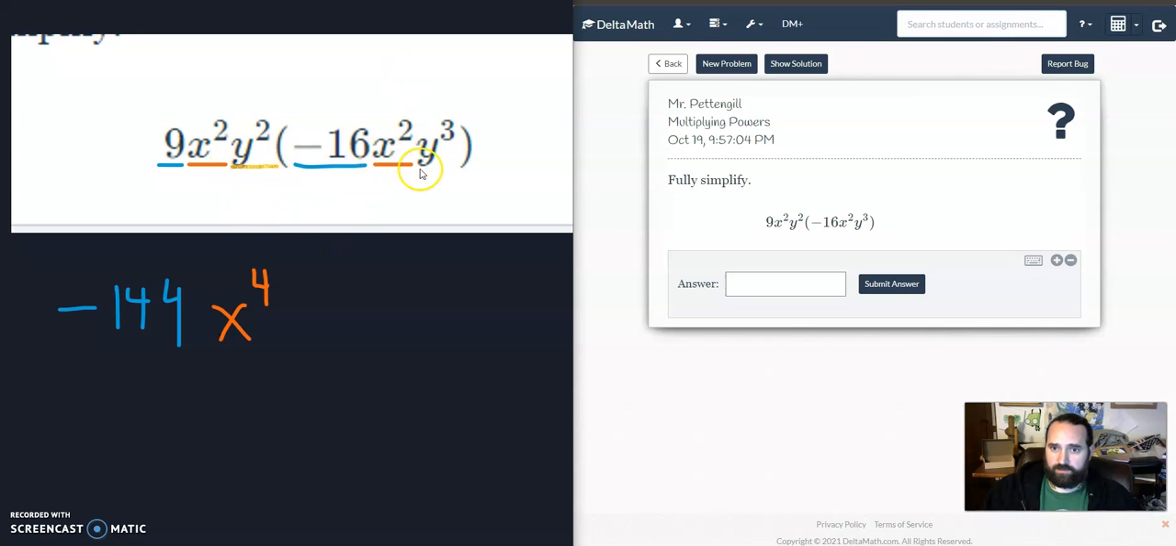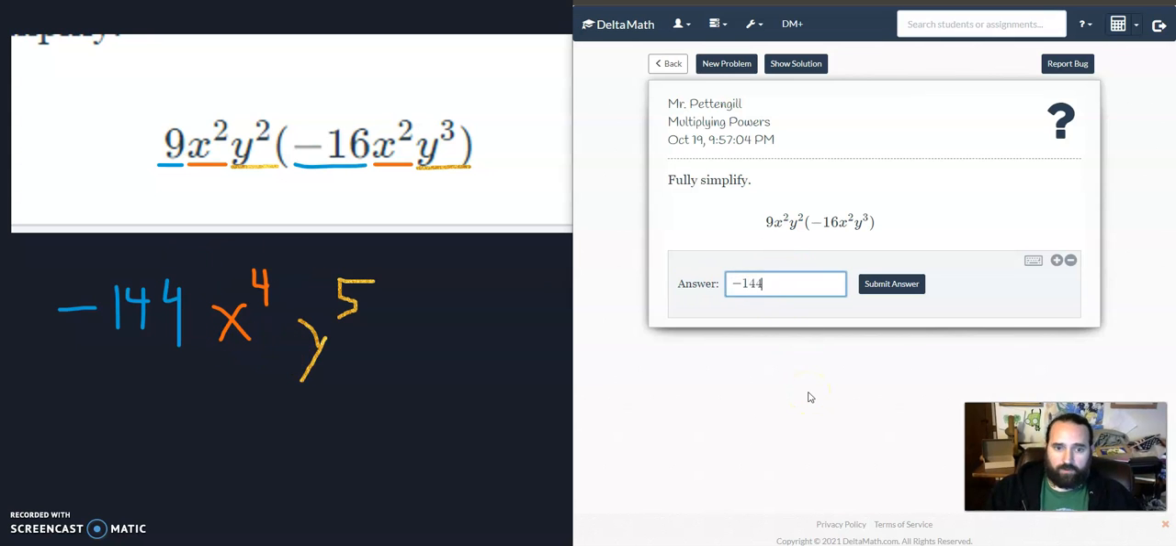Y to the second, y to the third. Base doesn't change. I keep my y. I have an exponent of 5. So here you have it. Boom. That's it.